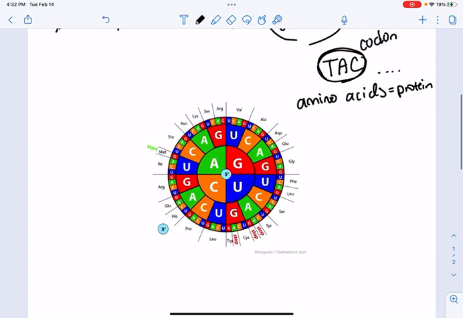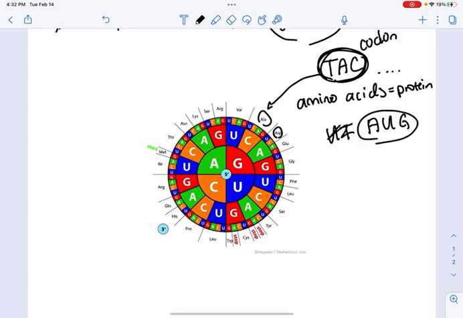So that is useful. And you can use this thing called a codon wheel to determine what codons equal which amino acids. All these little things on the end here are amino acids. So for example, TAC would translate into, T translates into A, A translates into U, and C translates into G. So this would be your RNA codon here.